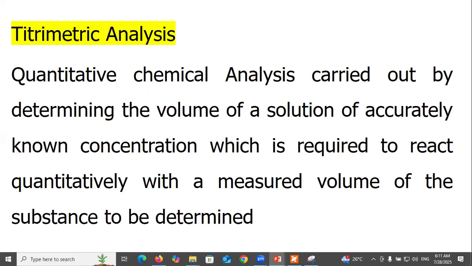Quantitative chemical analysis carried out by determining the volume of a solution of accurately known concentration, which is required to react quantitatively with a measured volume of the substance to be determined.